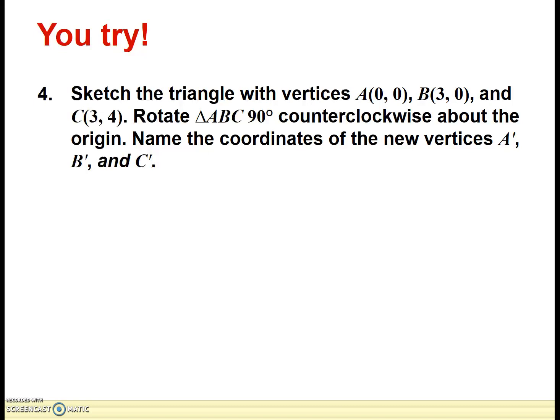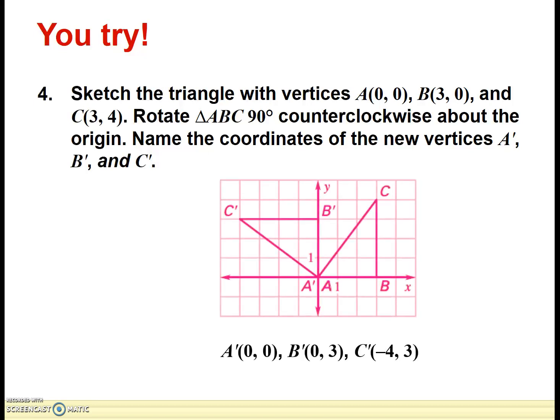All right, hopefully that was enough time for you. This is the correct answer here. So we have the points A, B, and C. When we switch (0, 0), it's still (0, 0). When we switch (3, 0), it becomes (0, 3). 0 doesn't have a sign, so we can't make it negative. And then (3, 4) becomes (-4, 3).